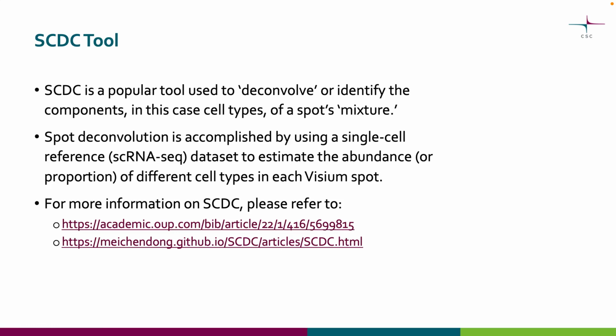SCDC is a popular tool used to deconvolve or identify the components of a spot's mixture, and in this case, the cell types. Spot deconvolution is accomplished by using a single-cell reference or single-cell RNA-seq dataset to estimate the abundance or proportion of different cell types in each Visium spot. For more information on SCDC, please refer to the following websites.